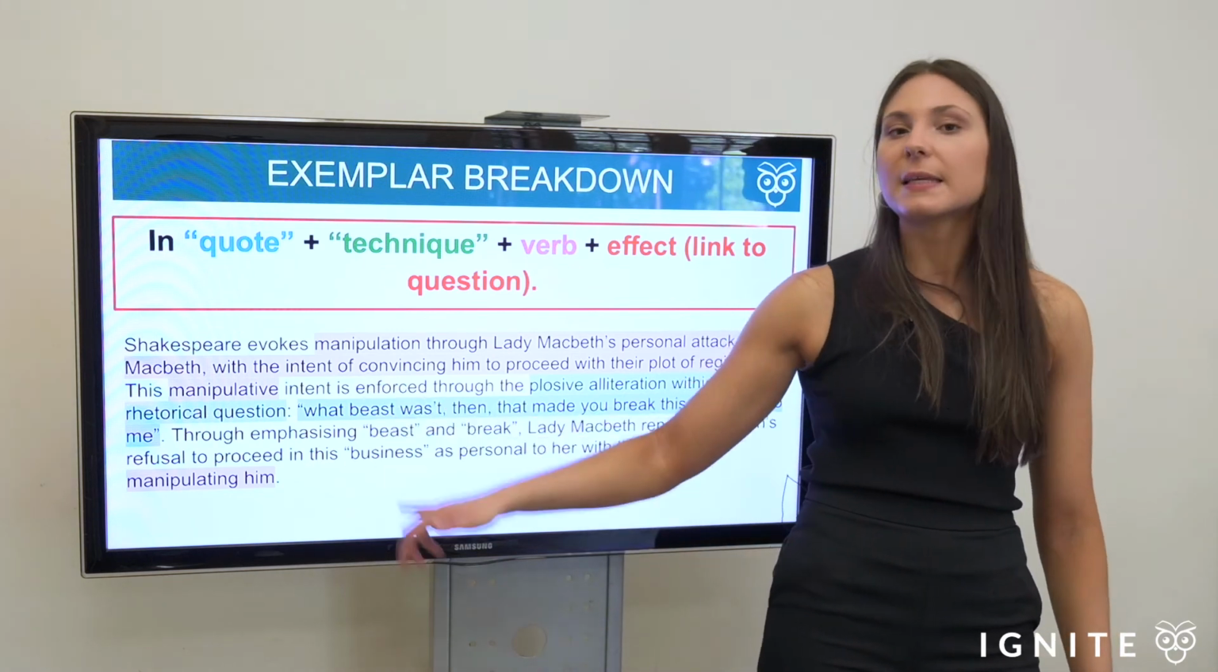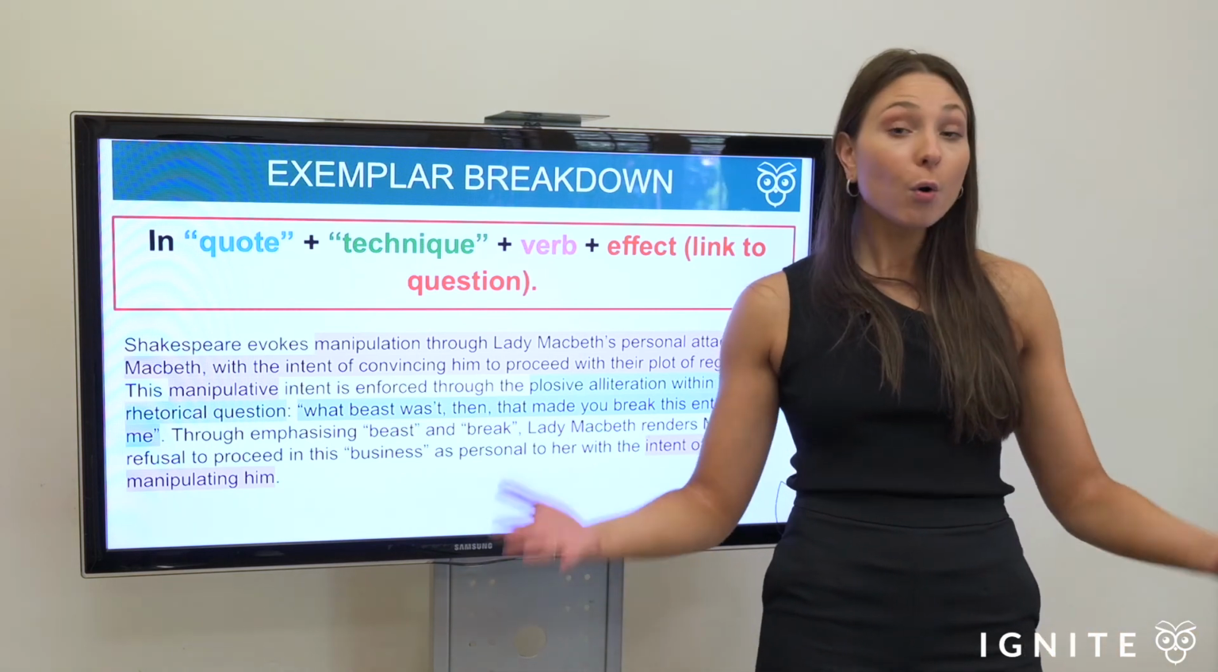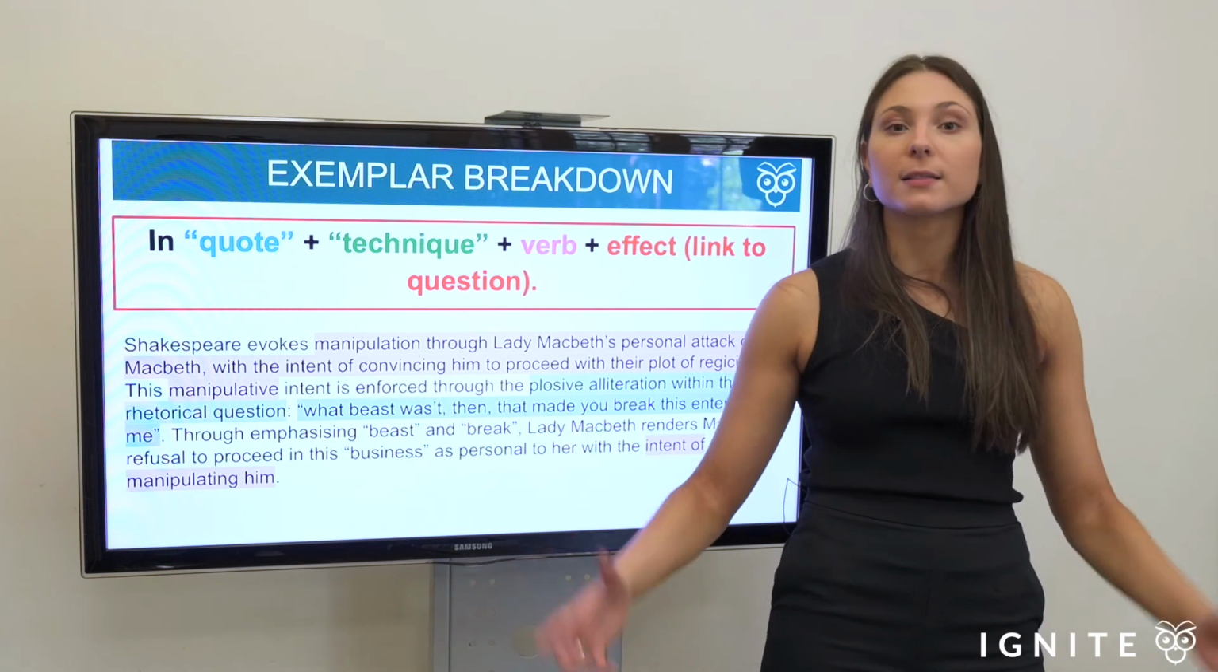You just have more evidence in here to justify the point of how manipulation is being evoked in that part or portion of the play, or in the play more broadly. You'll just draw on different parts of the text.